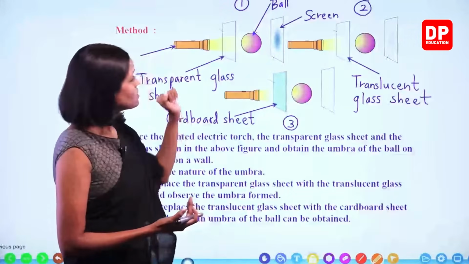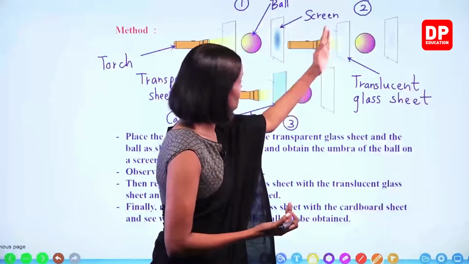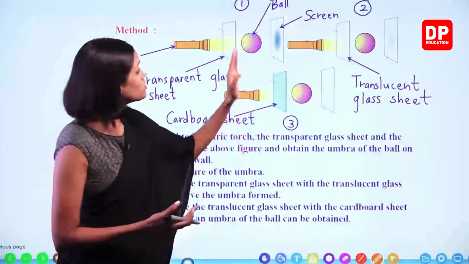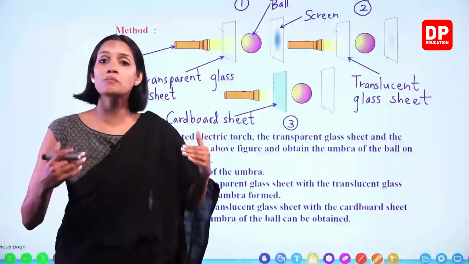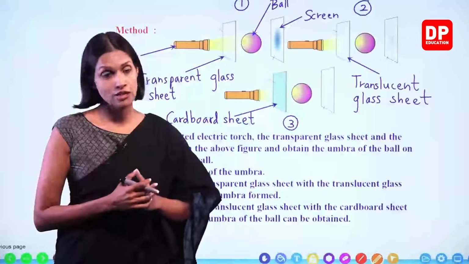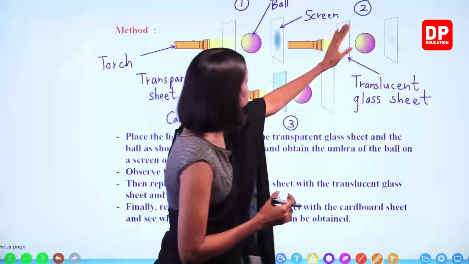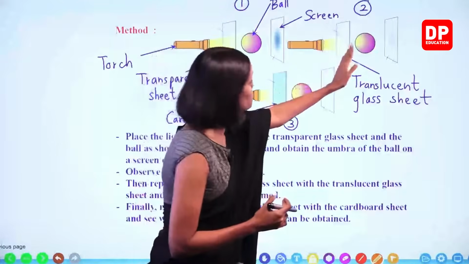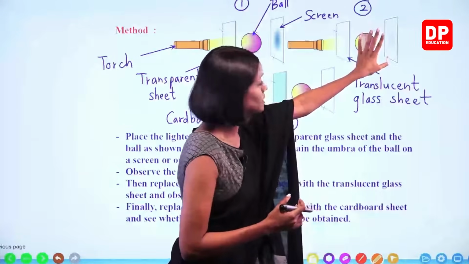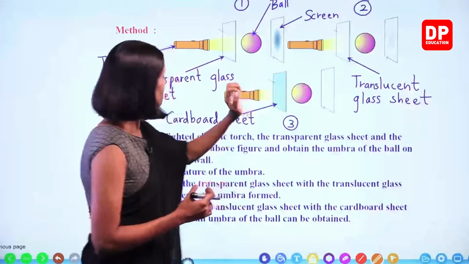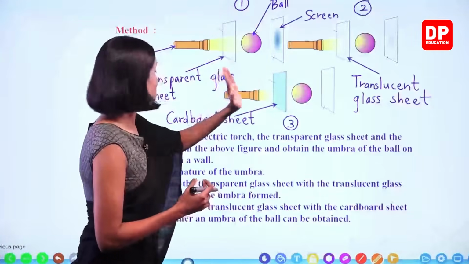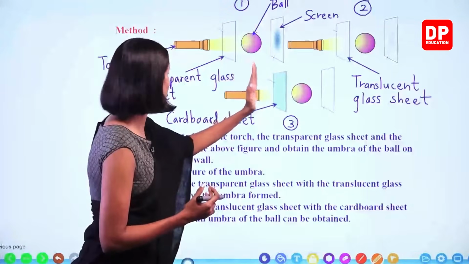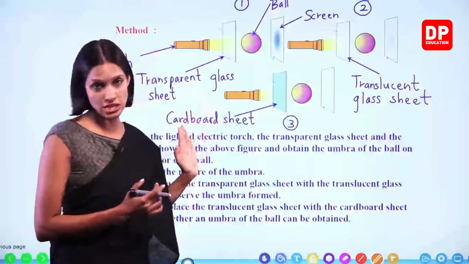Right, children? So translucent glass sheet, when we place this one, what happened? As I explained to you all earlier, through translucent materials, only part of the light goes, right? Therefore, this bowl gets only a part of the light coming from the torch. Therefore, the shadow formed is blurred. Right, children? When you consider the third instance, no umbra, no shadow is formed.